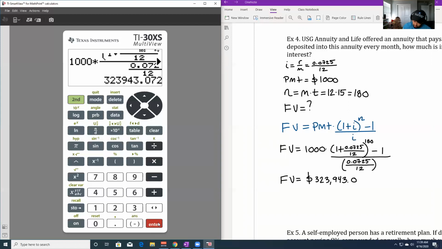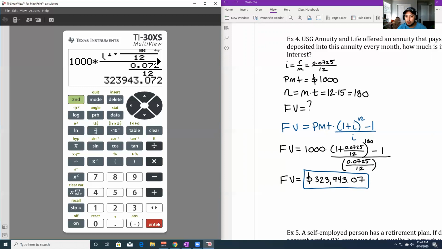$323,943.07. So that is the future value of your annuity if you are depositing $1,000 every month for 15 years and your money is compounded monthly, meaning your money is getting interest every month for 15 years. So this is your money after 180 months or 15 years. Not bad. These are better than the other problems.